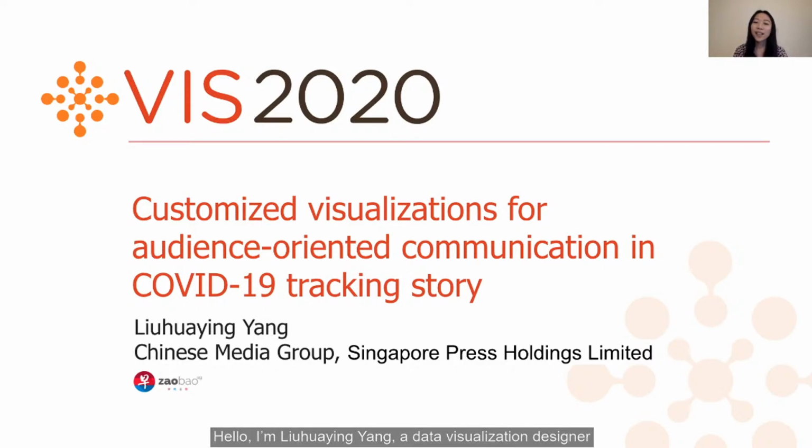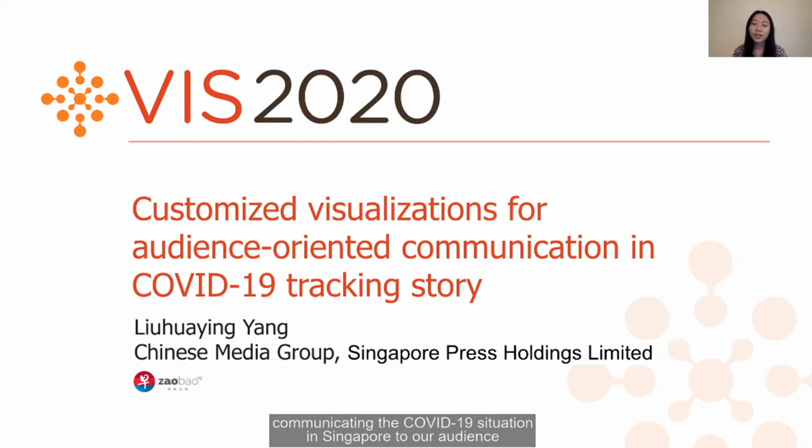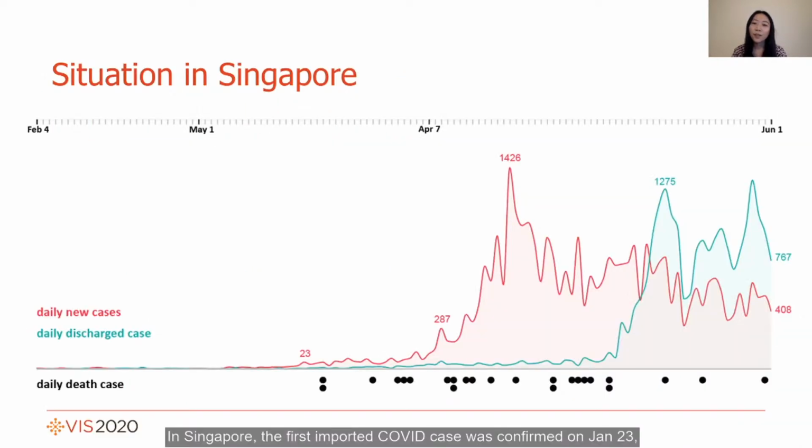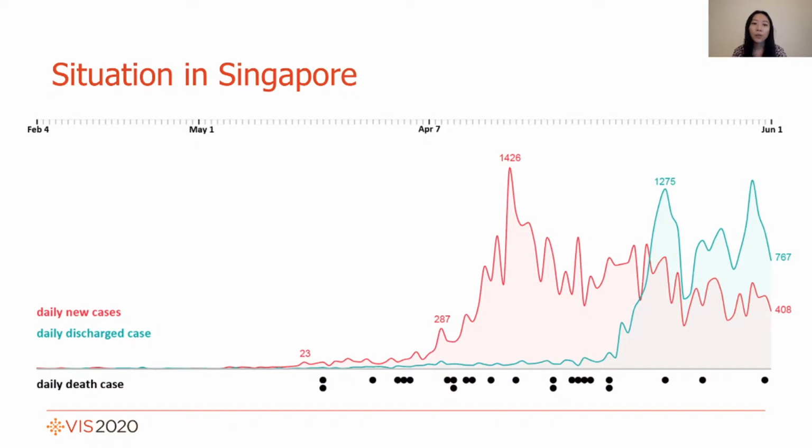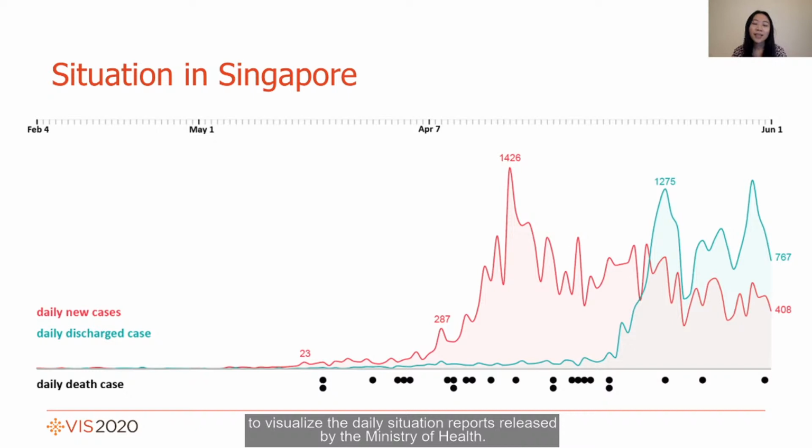Hello, I'm Li Wanying Yang, a data visualization designer from the Chinese media group of Singapore Press Holdings. Today, I'm going to talk about our work communicating the COVID-19 situation in Singapore to our audience as the situation changed over several months. In Singapore, the first imported COVID case was confirmed on January 23rd, while the first local case was reported on February 4th. We built and launched an interactive web page called Dynamic Tracking of COVID-19 in Singapore to visualize the daily situation reports released by the Ministry of Health.